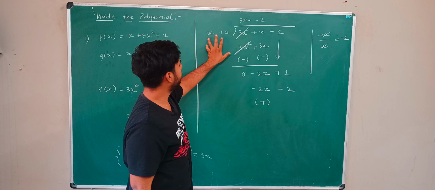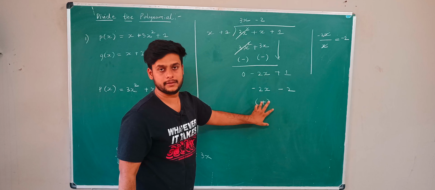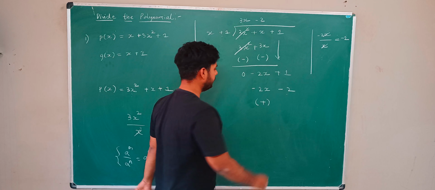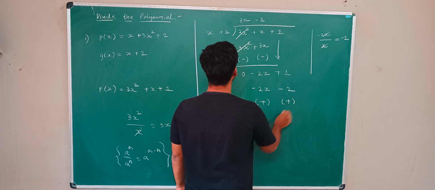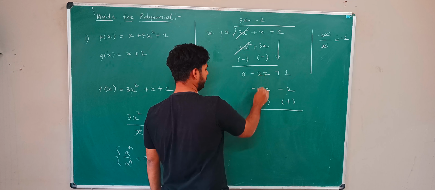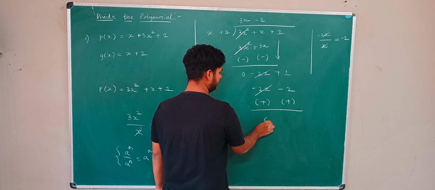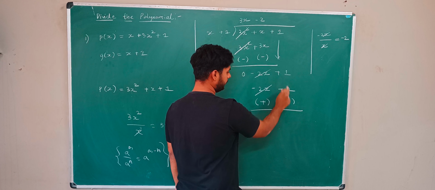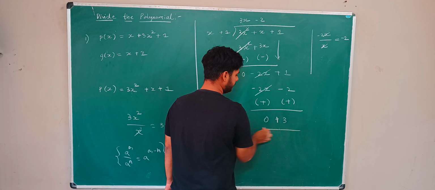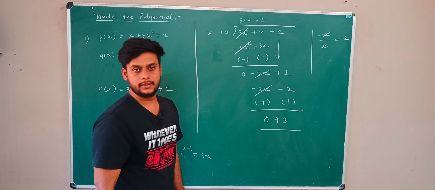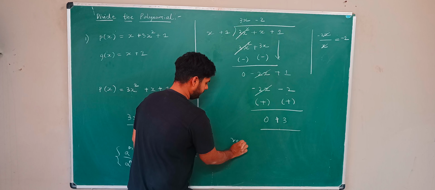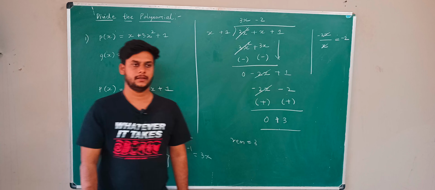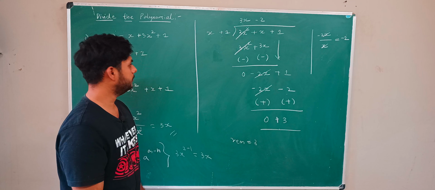So x into minus 2, minus 2x. 1 into minus 2, minus 2. Okay, so this is also minus, make it plus. Next, minus 2x plus 2x, 0. Easy or no? Plus 1 plus 2, plus 3. So the answer is what? 3. So what did I get as remainder? Remainder is equal to 3. Simple or no? So this was one method, the long division method.